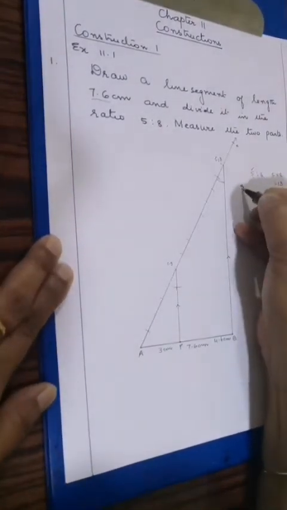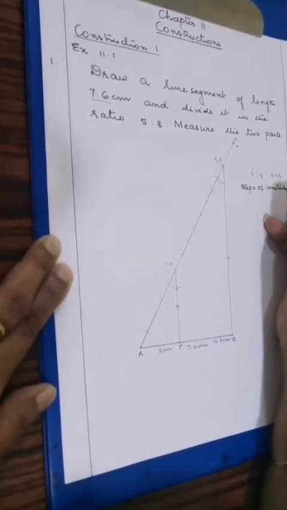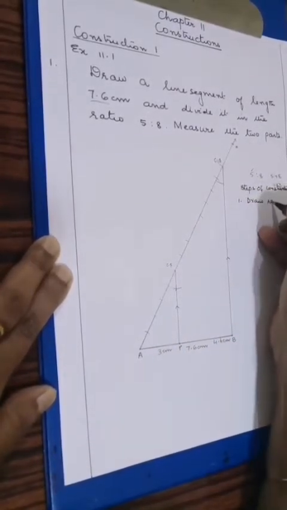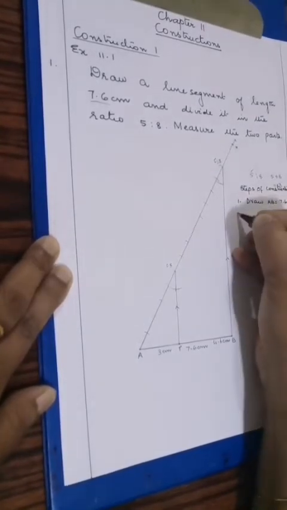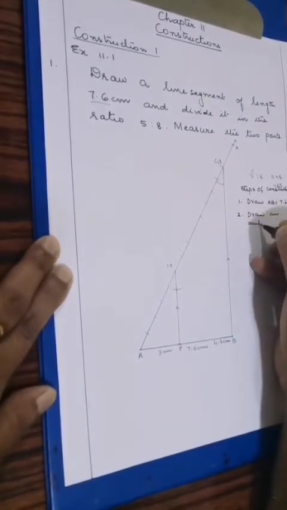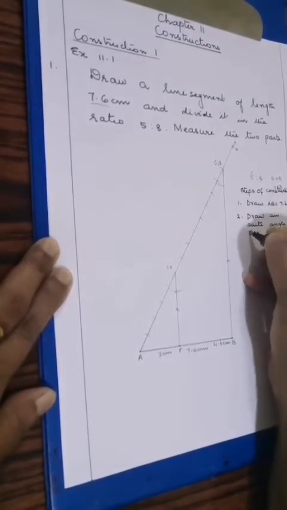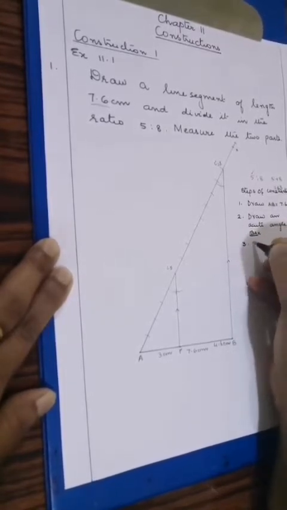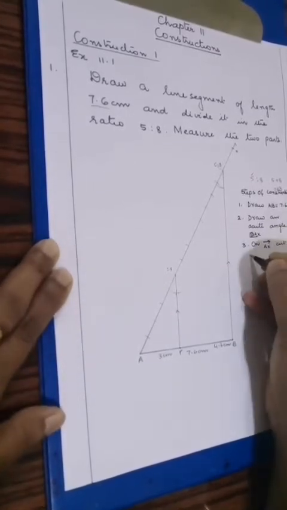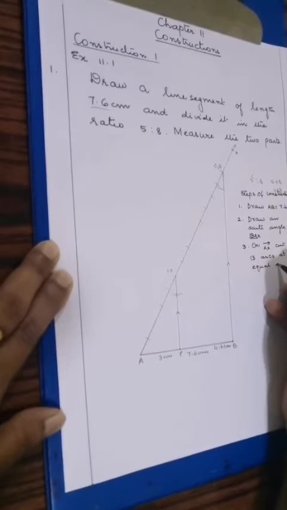Let's write the steps of construction. The first step, draw AB is equal to 7.6 centimeter. Second step, draw an acute angle BAX. Third step, on ray AX, cut 13 arcs at equal distances.